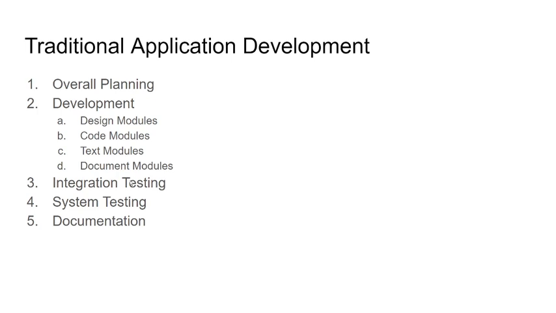Then we have traditional application development with steps including the planning step, the development step broken into designing the modules, figuring out what you want to code before you code it, then coding it, and making sure you have the correct data, and eventually documenting the modules. And then you have integration testing, system testing, and documentation.